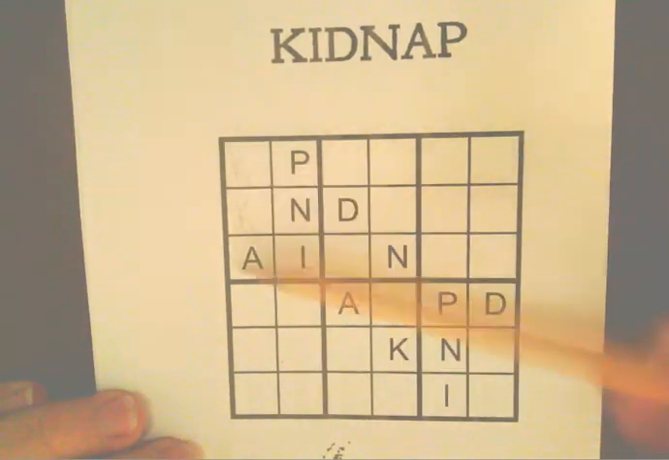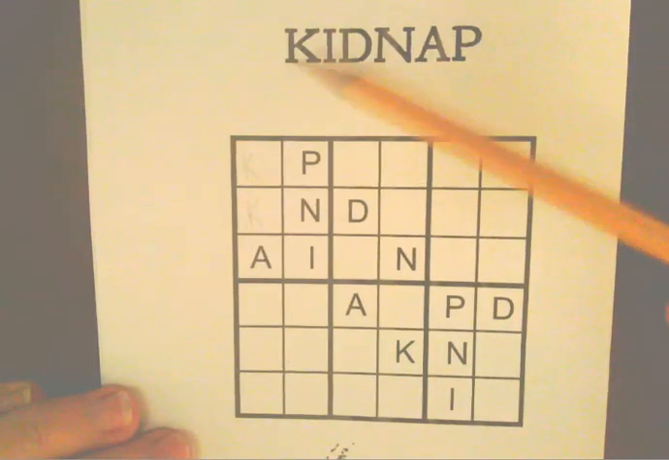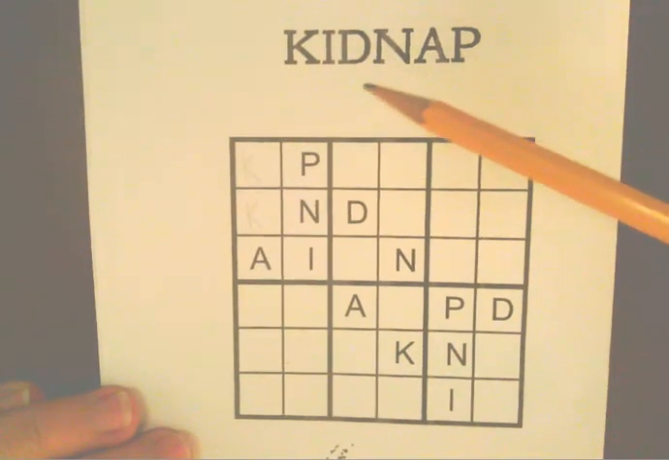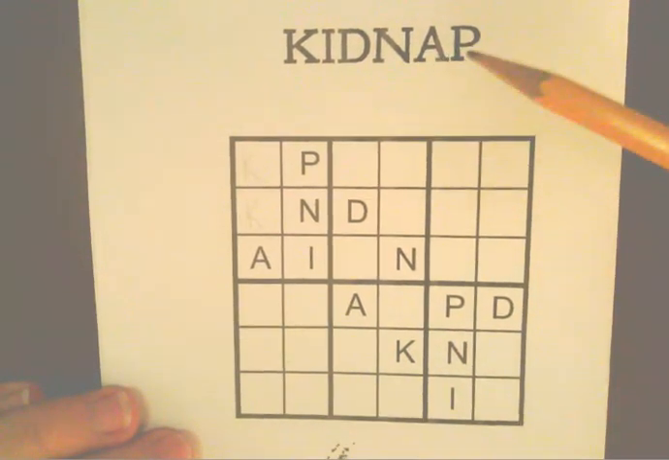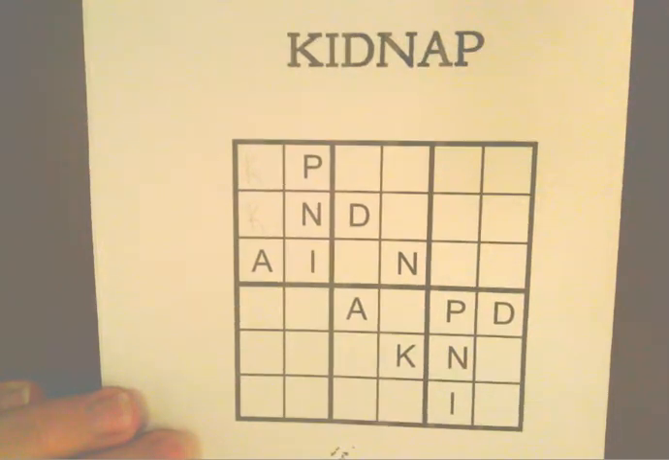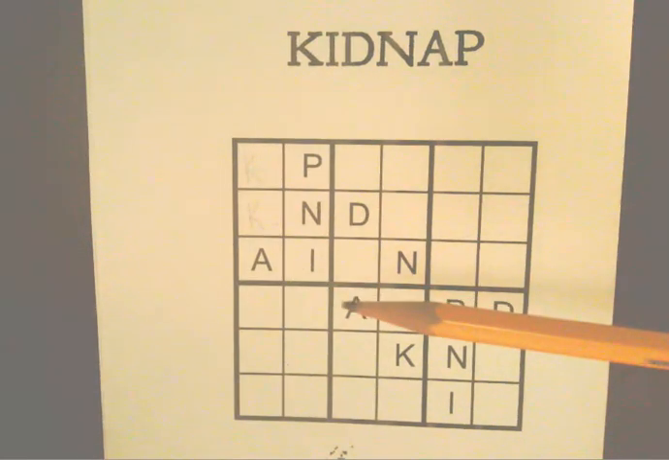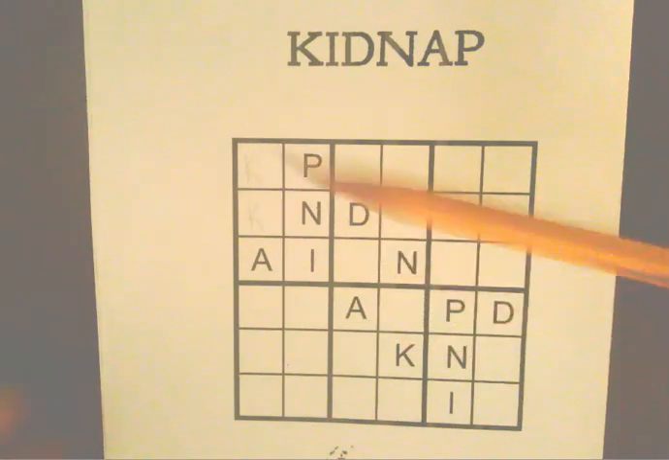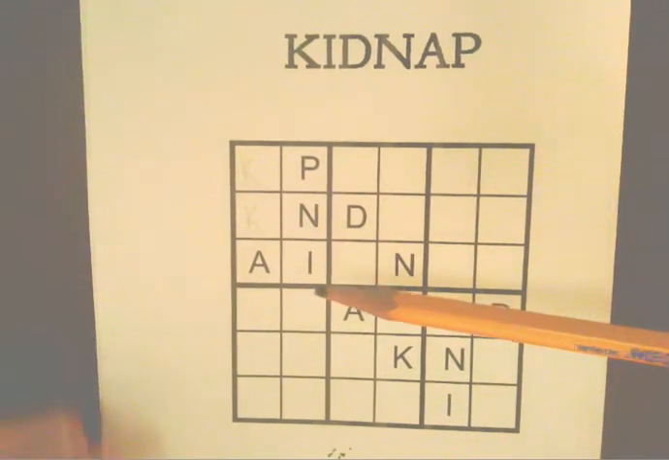And within each box, you're going to try and use the letters from the word at the top. So we need to use a K, I, D, N, an A, and a P. But when we put them in a box, there can't be that letter in the same row or column. Okay, so I like to start with a box that has as many letters as possible. So I'm going to start with this first one here.